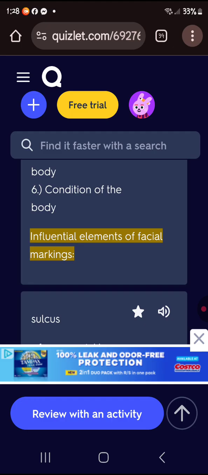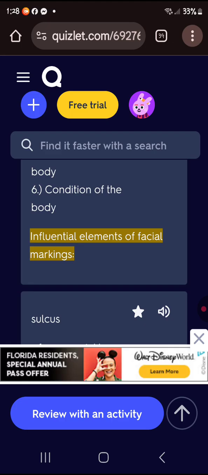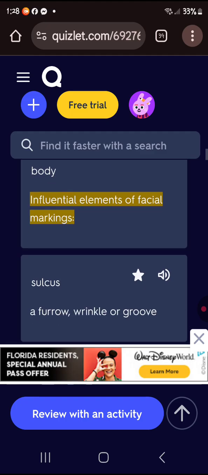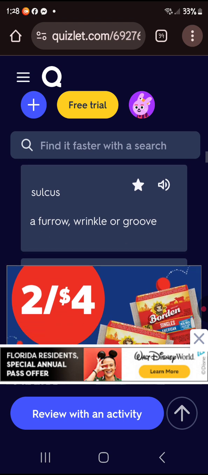Condition of the body. If you wear yourself out, you end up looking real hard, 50 years old. If you did a hell of a lot of drugs and drinking and partying and not sleeping. Everybody knows that. Condition of the body. Influential elements of facial markings.